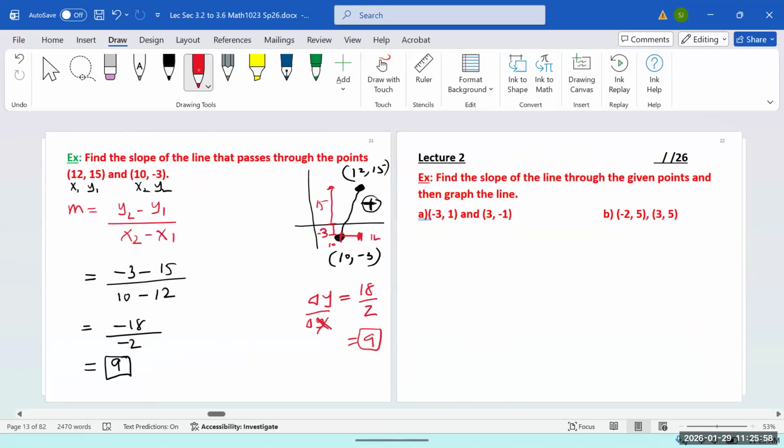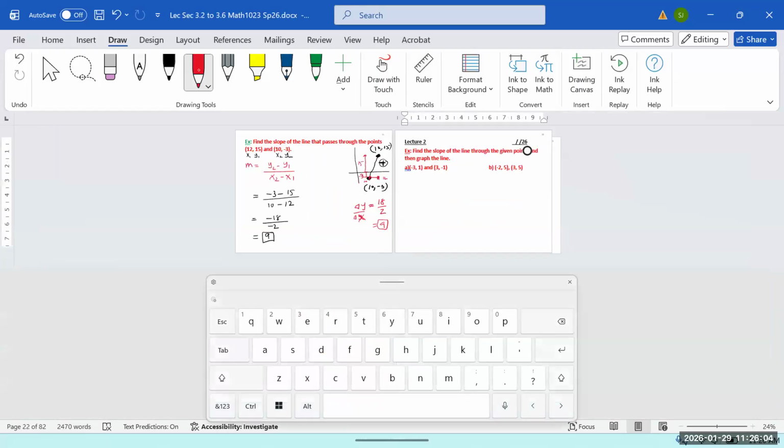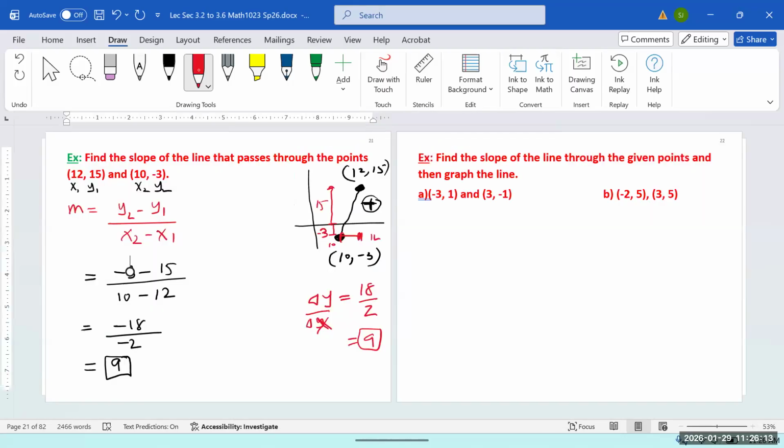Okay. Your turn. Try this. Let me erase this. Find the slope of the line that goes through these points.